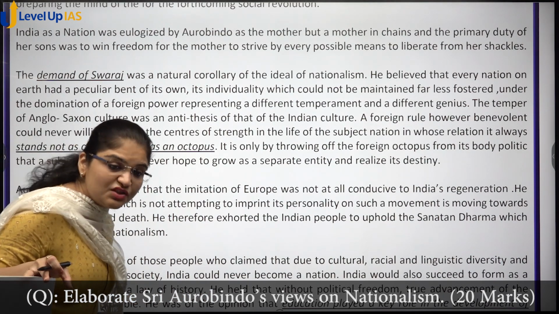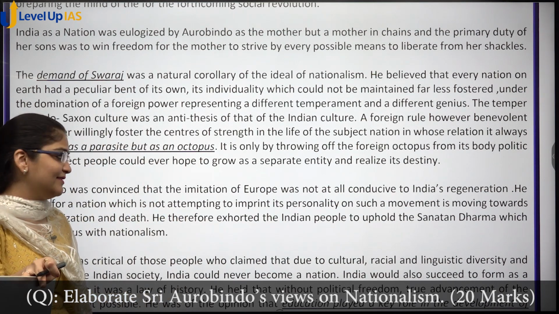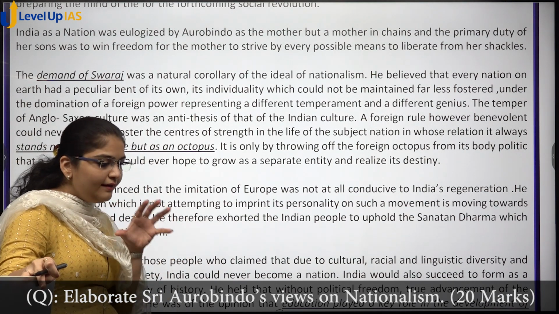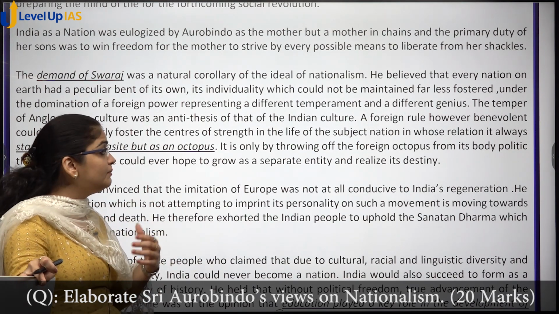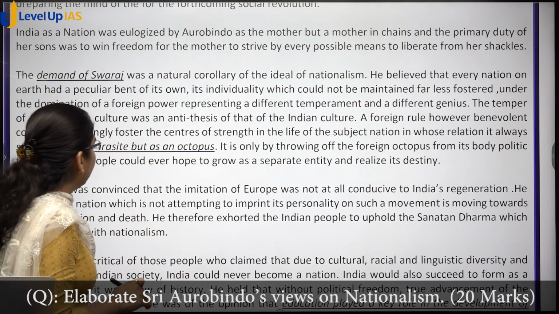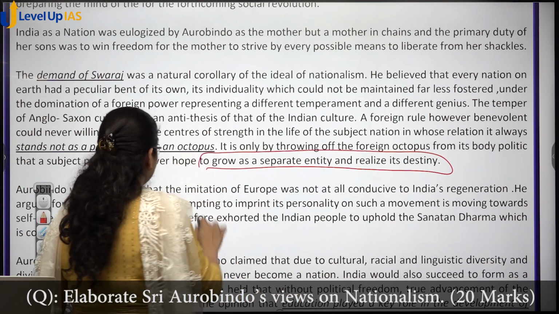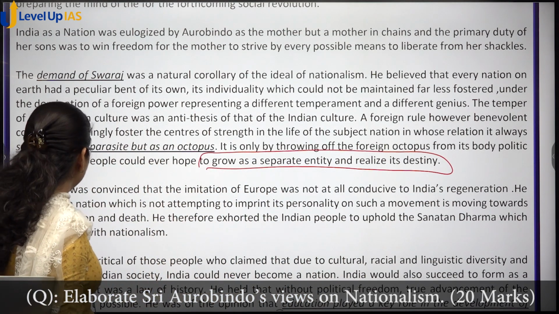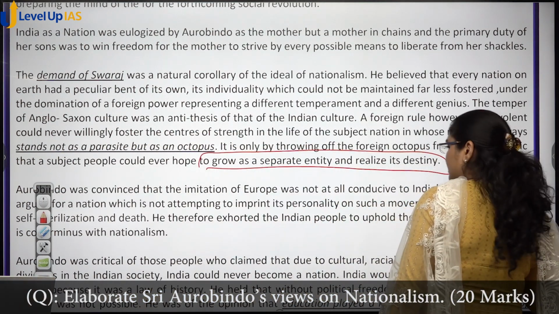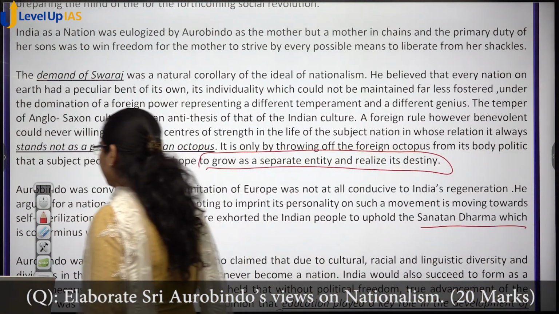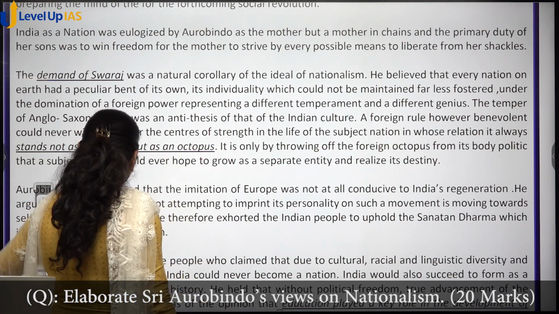So even if the British rule was very benevolent, it was acting more like an octopus, trying to bring people within its ambit rather than letting them be free to be themselves, okay, and the people could never grow as a separate entity and realize their destiny until this was done. So he says that Indian people should uphold the Sanatan Dharma, which is coterminous with nationalism. This view also has to come. Then you can give a critique.